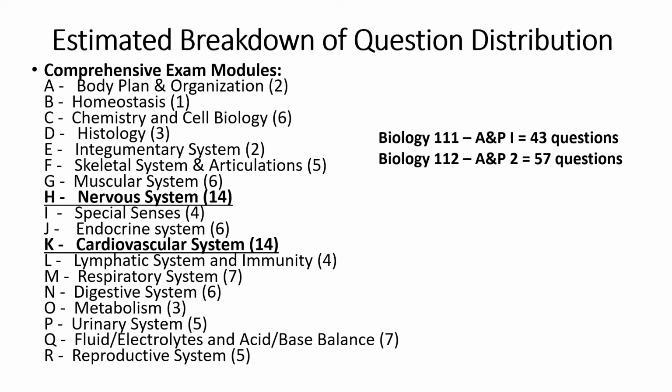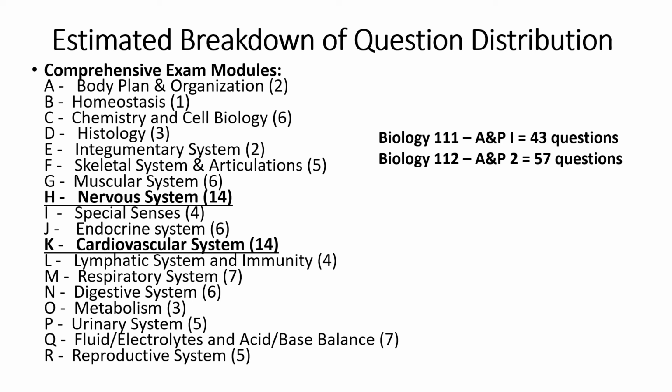So here's the estimated breakdown. There is the learning objective or the area of study, and then in brackets is the number of questions estimated on the test. There might be slight variations. Overall, the questions split out. About 43 of the questions cover material in Biology 111. 57 questions cover the material in Biology 112.